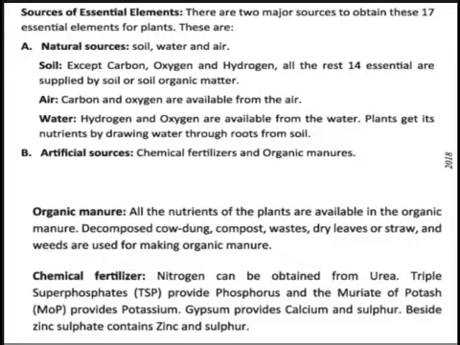And chemical fertilizer: nitrogen can be obtained from urea. If I use urea, we will get the nitrogen. Triple superphosphate, TSP, provides the phosphorus, and muriate of potash, MOP, provides the potassium, and gypsum provides the calcium and sulfur, and besides, zinc sulfate contains the zinc and sulfur. So we can get these from the artificial sources. From the artificial sources also we can get all the essential elements that we get from the natural sources.